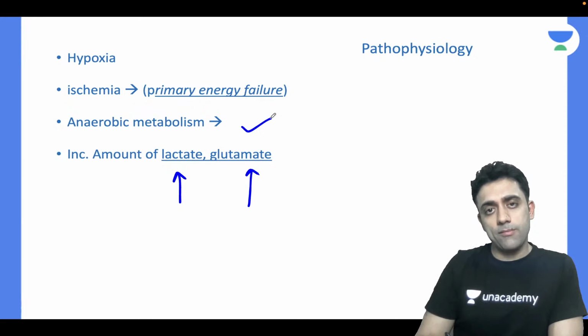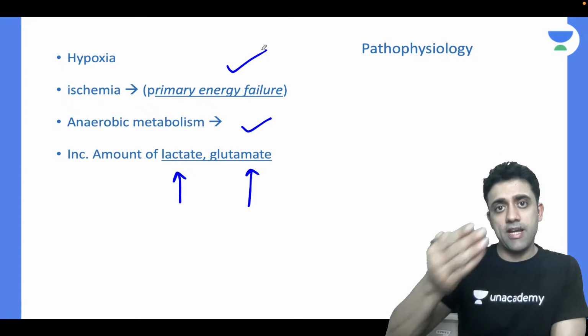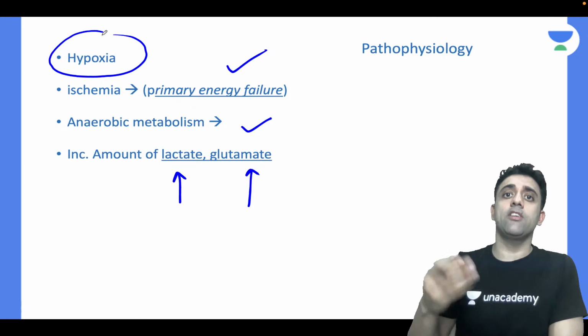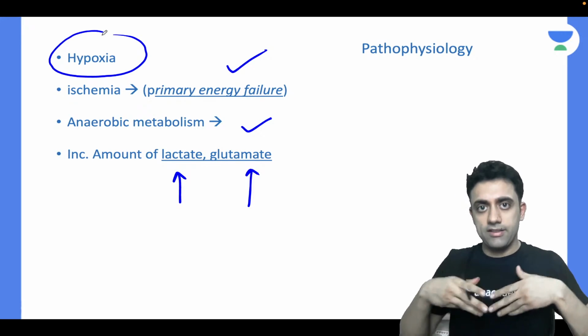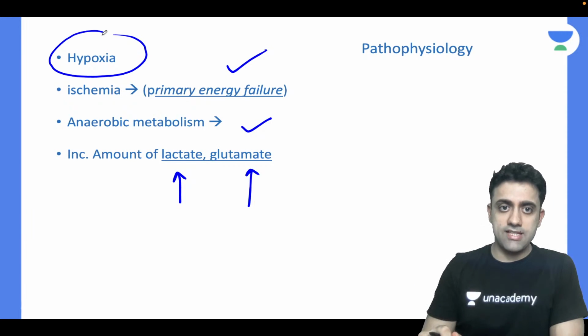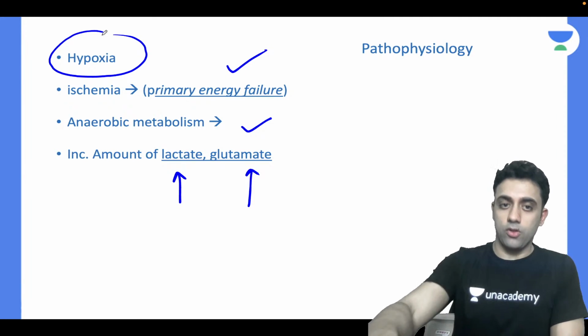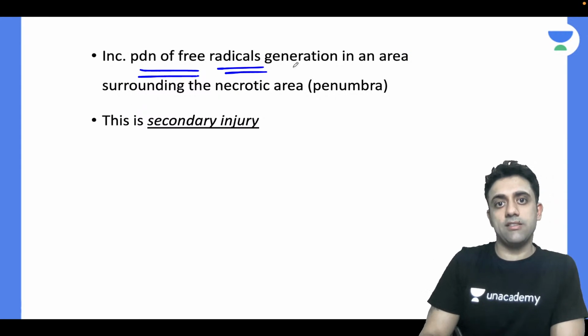Again, why is there anaerobic metabolism, sir? Because aerobic metabolism is over. Because there is primary energy failure. Why is there primary energy failure? Because of hypoxia, the baby did not cry. When there is no oxygen in the body, how will my metabolism take place? The anaerobic metabolism will start. That leads to an increased amount of lactate, glutamate, and that leads to increased production of free radicals also.